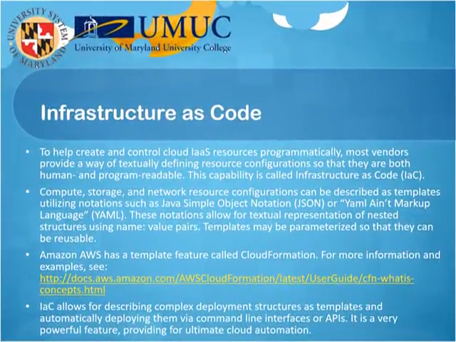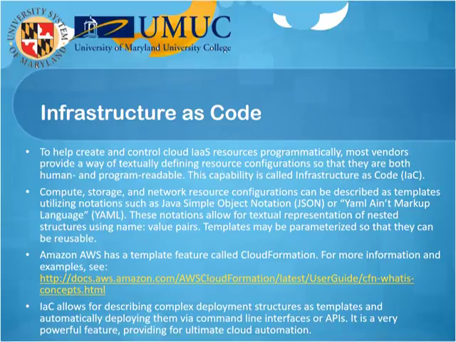Infrastructure as code. To help create and control cloud resources programmatically, most vendors provide a way of textually defining resource configurations so that they can be both human and program readable. This capability is commonly called Infrastructure as Code, or IAC. Compute, storage, and network resource configurations can be described as templates using notations like JavaScript Object Notation, or JSON, or YAML, which actually stands for YAML Ain't Markup Language. These notations allow for textual representation of nested structures using name-value pairs.